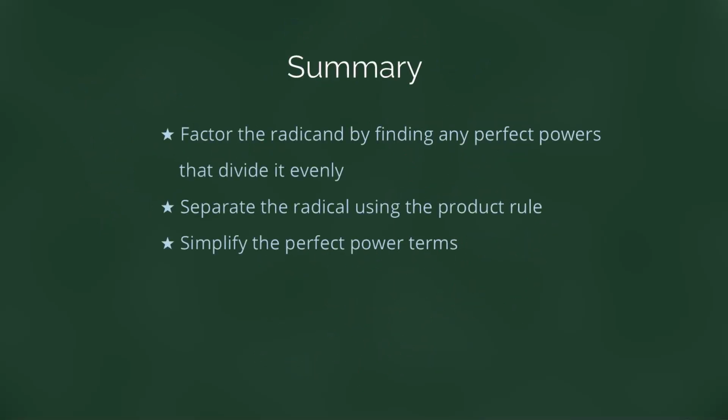All right, as usual, we'll wrap up with a quick summary of what we've seen here. So we're going to factor our radicand by finding any perfect powers. And we saw that we can do that for both numbers and for variables. We're then going to separate the radical up using our product rule. And then once we're done with that, we know we can simplify the perfect power terms, and anything that's left over is going to remain inside of its own radical.